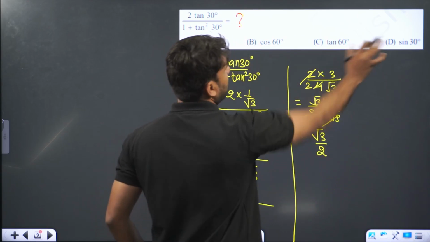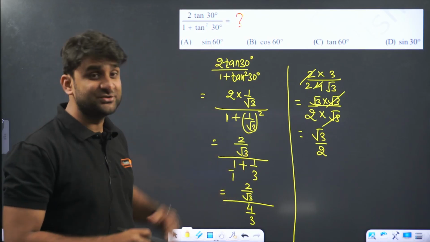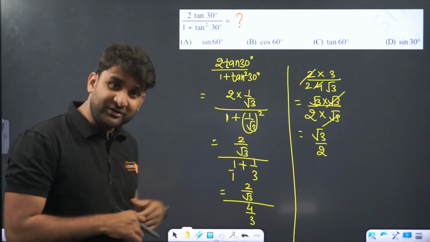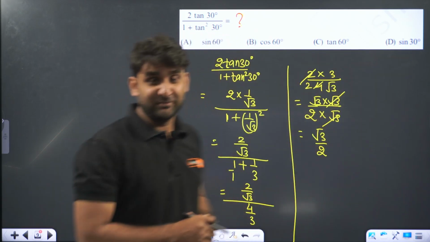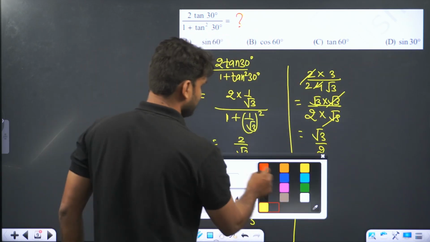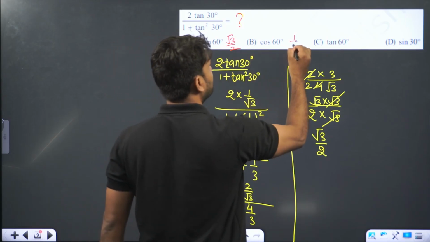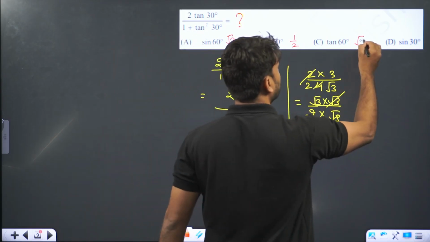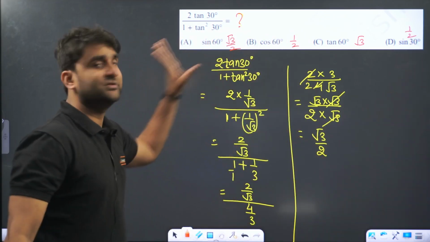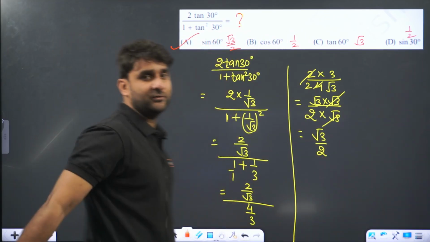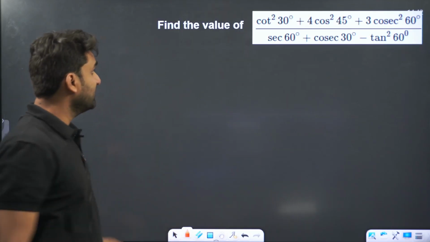Now check in all these 4 options, which will give you root 3 by 2. Sin 60 is root 3 by 2. Cos 60 is 1 by 2. Tan 60 is root 3. And sin 30 is 1 by 2. So which option will be correct, guys? This will give you root 3 by 2. This is 1 by 2. This is root 3. And this is 1 by 2. So which option is matching this? So option number 1 will be correct. Clear everyone? Okay, moving to the next question.